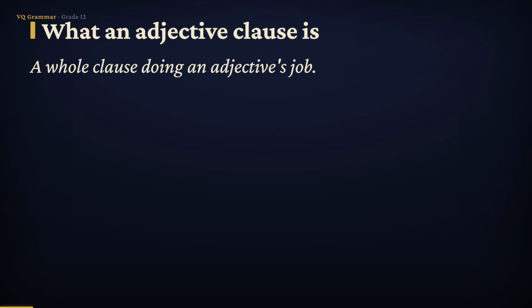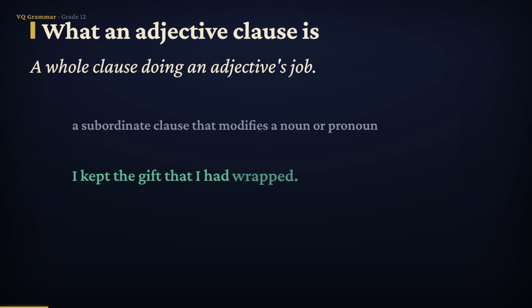Let's dig in. Let's start with the idea itself. An adjective clause is a subordinate clause, a group of words with its own subject and verb that can't stand alone, and its whole purpose is to modify a noun or a pronoun. Look at this. I kept the gift that I had wrapped. The part that I had wrapped is the adjective clause, and it's describing the noun gift. Which gift? The one I had wrapped.